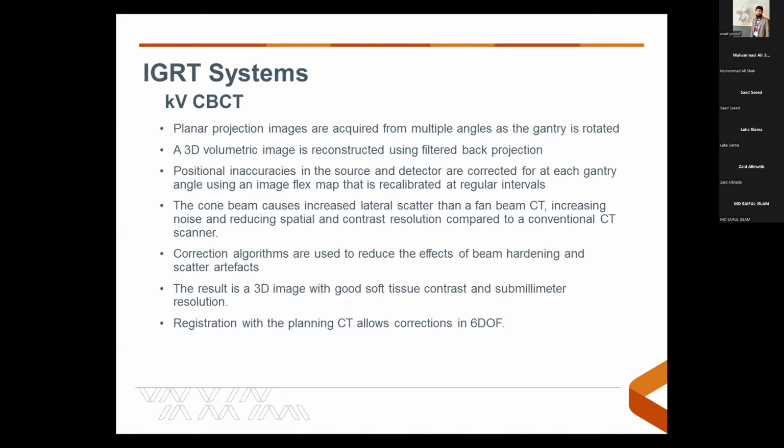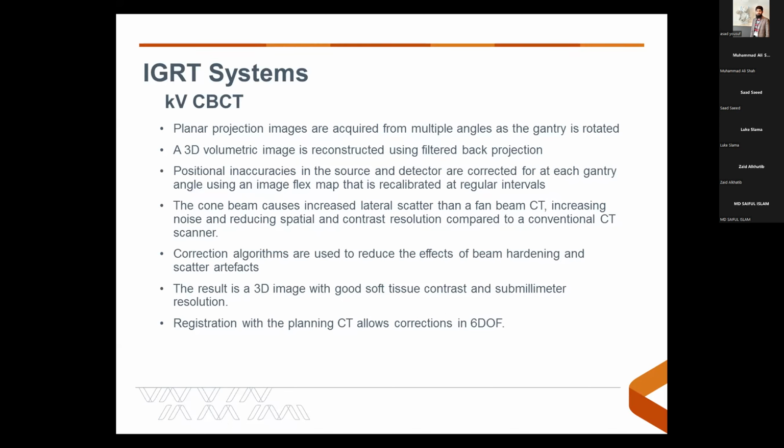But it has to apply multiple corrections. So first it has to correct for positional inaccuracies in the source and detector arm. And this is corrected at each angle using an image flex map that is taken at commissioning and recalibrated at regular intervals. So we recalibrate it every 6 months, and we do an isocenter calibration, and this just corrects for the inaccuracies in the position of the source and arm compared to the megavoltage isocenter.